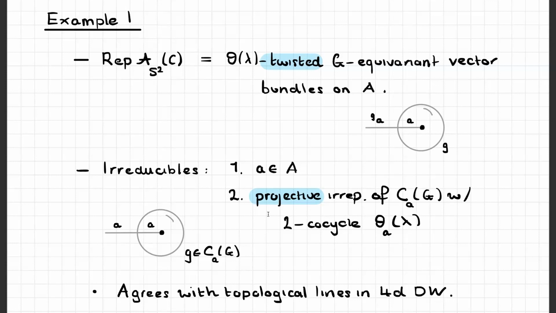Namely, if you have local operators that sit at the end of a line, they don't need to transform in representations of the zero form symmetry, but perhaps in projective representations. And again, this agrees with topological lines. So in this case, the 4D Douglas-Reuter theory is the 4D Dijkgraaf-Witten theory, and this agrees with topological lines there.